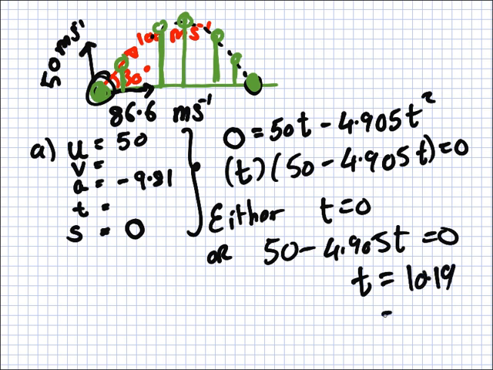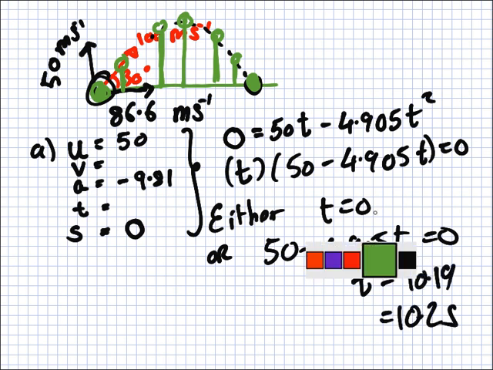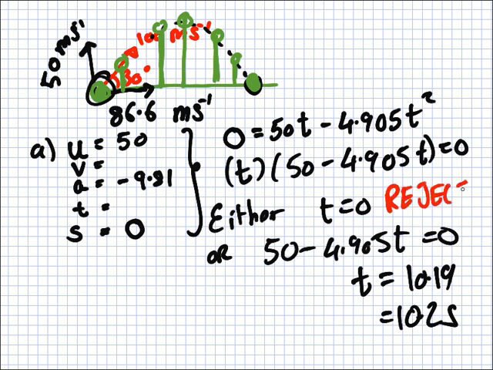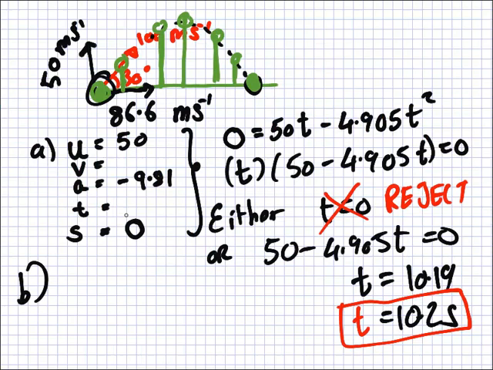10.19, 10.2 seconds. Now, you reject this answer. Okay, and you take this answer, 10.2 seconds. Okay. B. What is the range?